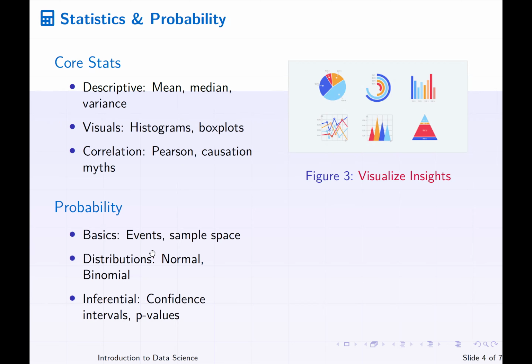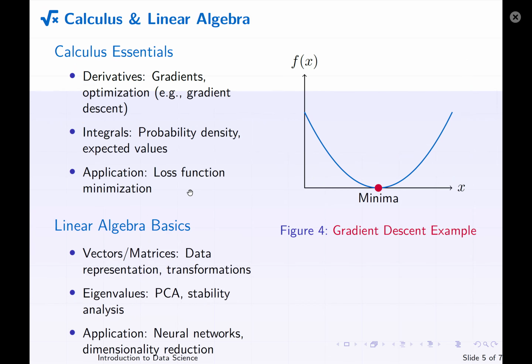Then you also need some idea of probability. You need basic ideas like event, sample space. You need to know about distributions like normal, binomial, and so on. You also need to know some inferential probability, talking about confidence intervals, p-values. That combines statistics and probability together. These ideas combined can be found together in statistics and probability.